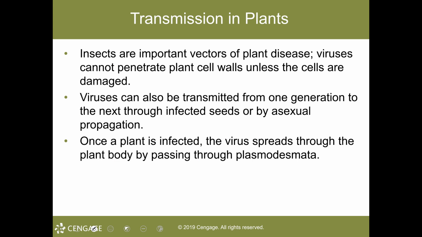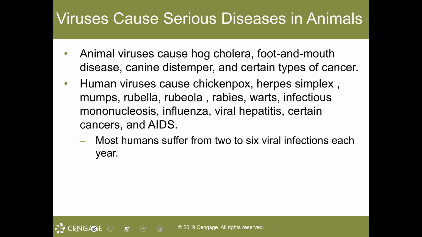In plants, transmission occurs in several ways. Insects are important vectors of plant disease, and viruses cannot penetrate the cell walls unless the cells are damaged. Viruses can also be transmitted from generation to generation by infected seeds or even asexual propagation of the plant. Once the plant has been infected, the virus spreads through the plant body through channels called plasmodesmata.